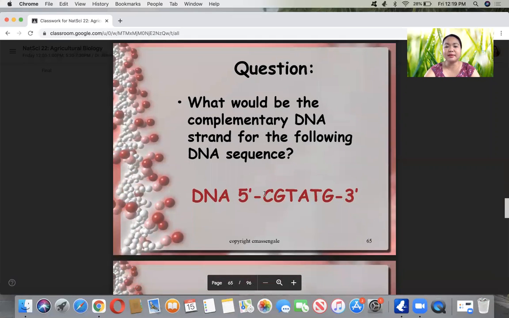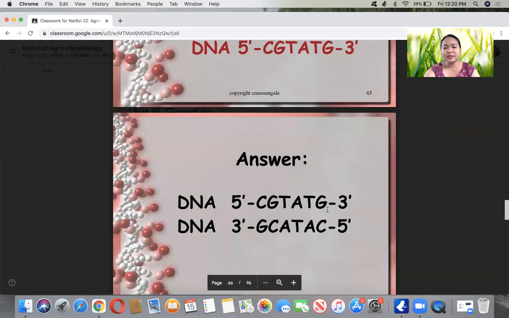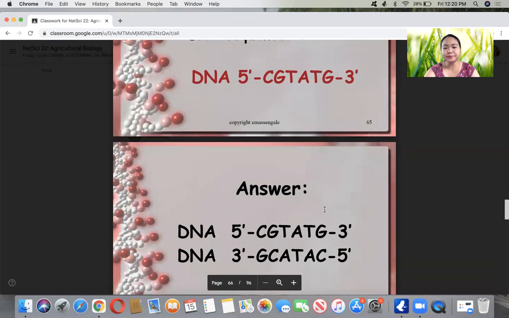So what would be the complementary DNA strand for the following DNA sequence? DNA 5' CGTATG 3'. The answer would be DNA 5' CGTATG 3' and DNA 3' GCATAC 5'.